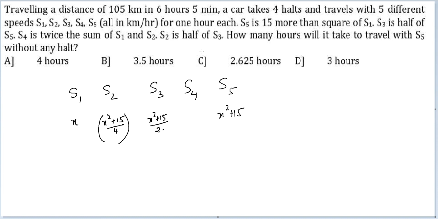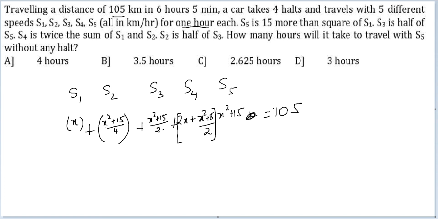Then what do I do? S4 is twice the sum of S1 and S2. Twice the sum, so 2 times of (x plus (x square plus 15) by 2). These are the 4 speeds, with the speed of the first being x. And we have been told each of these distances has been traveled for exactly 1 hour each, to cover a distance of 105. So the summation of all these terms should be 105.